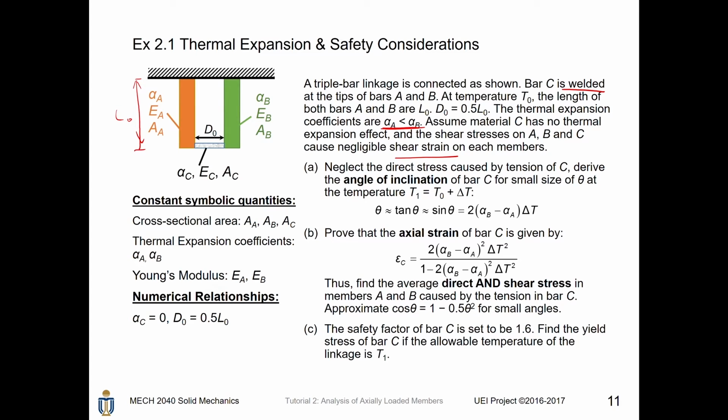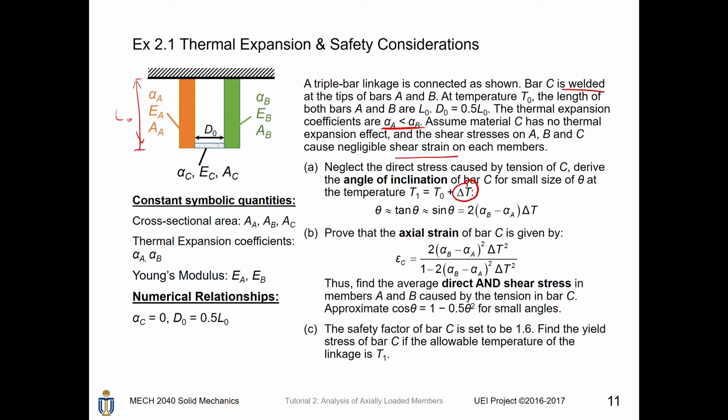Part A. Neglect the direct stress caused by tension of C. Derive the angle of inclination of bar C for small theta at the temperature T1. T1 equals T0 plus delta T, where delta T is the change of temperature of the system. I don't know whether it is positive or negative, I just tell you it is delta T. And you have to show that theta, which is the angle of inclination, equals tangent theta equals sine theta. Notice that it is just the small angle approximation. For small theta, you have this approximation. And derive theta equals 2 times (alpha B minus alpha A) times delta T.